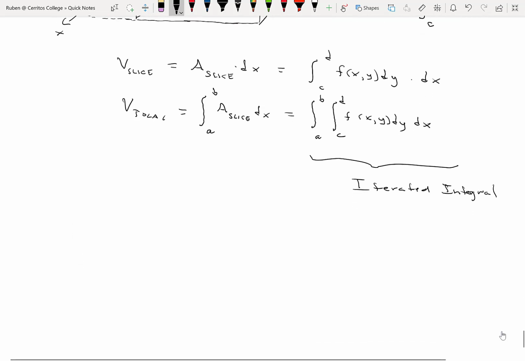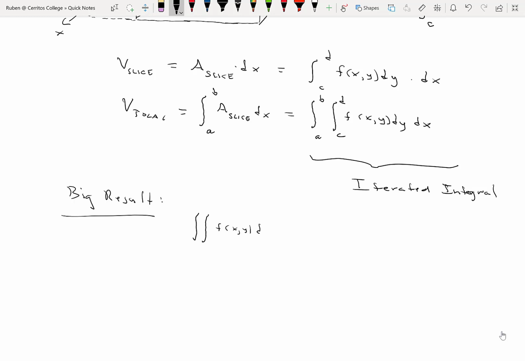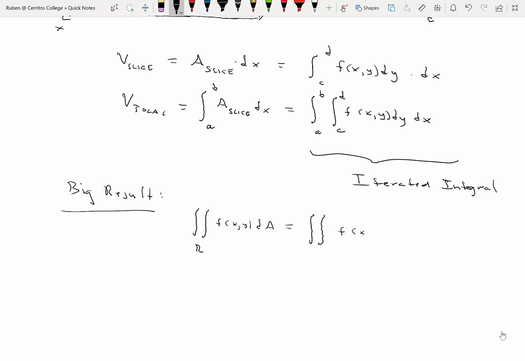So the net result here, let's call this the big result for right now. It's actually pretty big in the scheme of things. The big result is that the double integral of a function f of x, y dA over a rectangle R is equal to the iterated integral of f of x, y, first with respect to y and then with respect to x, as y varies from c to d, and then integrate that result as x varies from a to b.